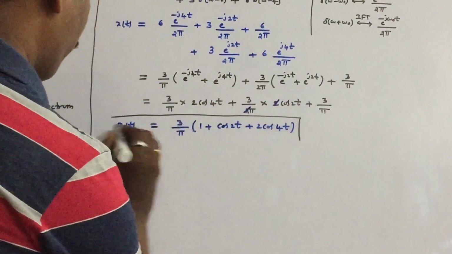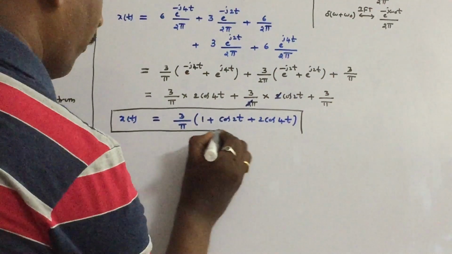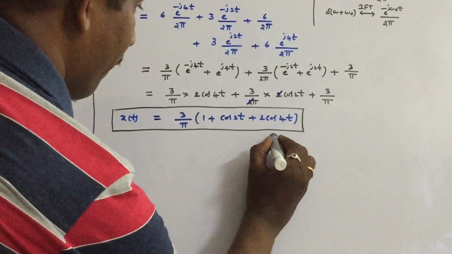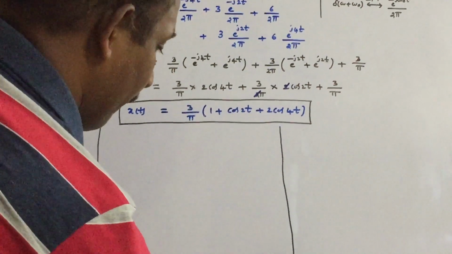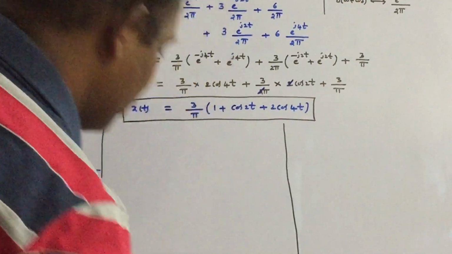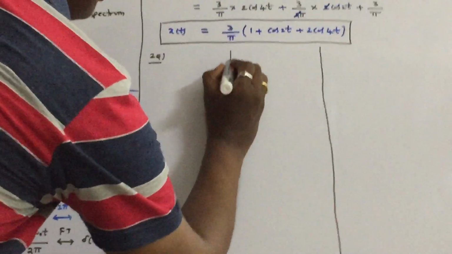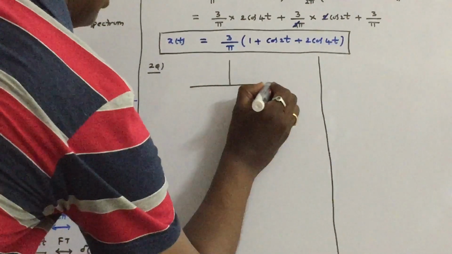Now, let us see the second question. Another simple question. So, the second question answer. What is given? It is given a rectangular pulse.